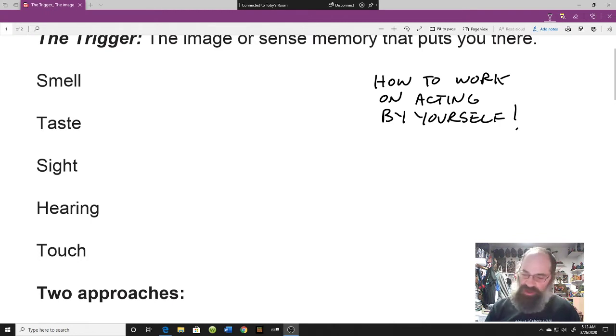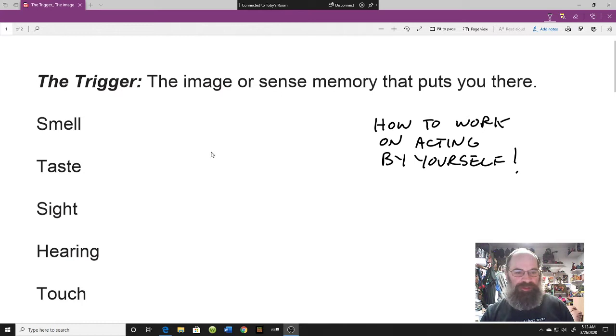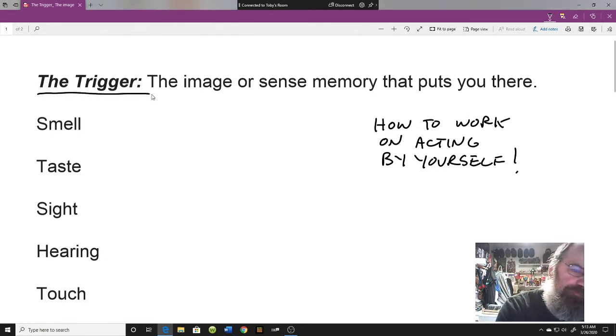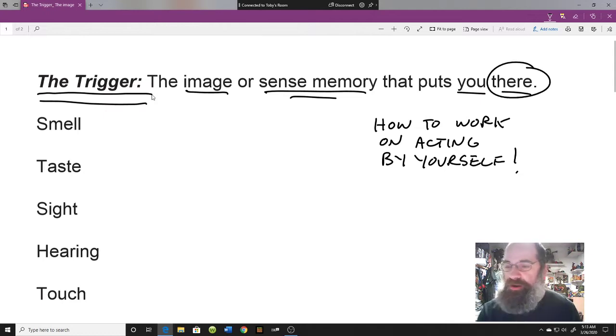So today we're going to talk about a couple of things that I've talked about in class, if you've had me for drama class. In beginning drama, I was just starting to get to this stuff. In advanced drama, I've talked about this. So with a monologue or scene, we often talk about something called the trigger. It's the image or sense memory that puts you there. And by there, that's in character.